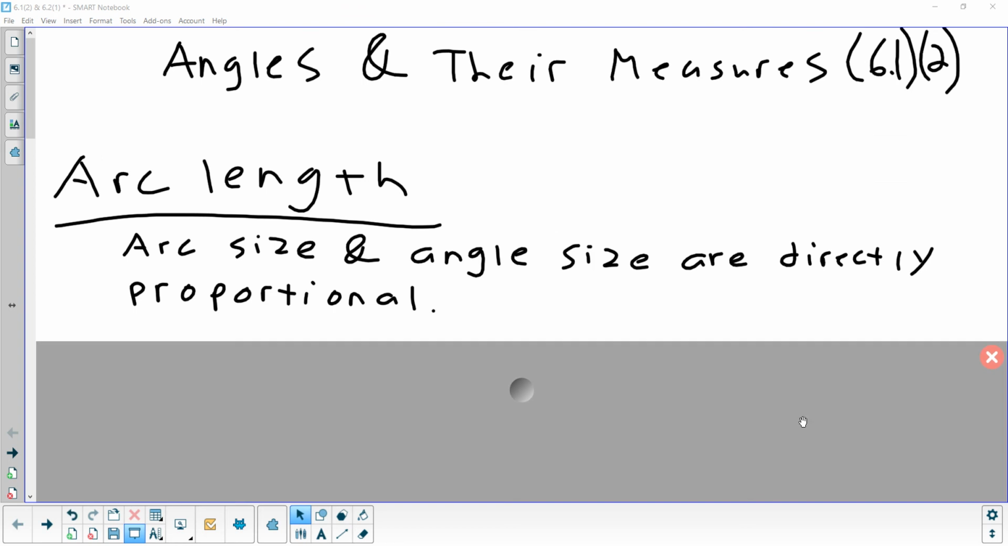All right, so one thing we're going to look at first before we do angular velocity is what is called arc length. There will be some questions on the test with this. The arc length basically measures part of a circumference. That's an arc. It's part of a circumference of a circle. And we want a formula that can help us to figure out the length of an arc. Well, the first thing to understand about the connection between the size of an arc and the size of an angle is that they are directly proportional.